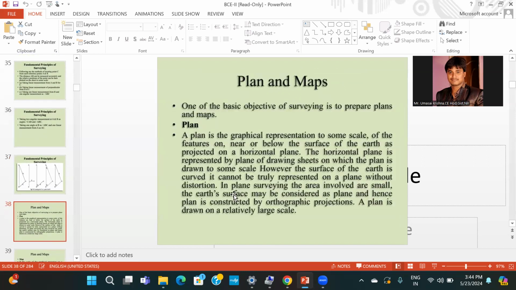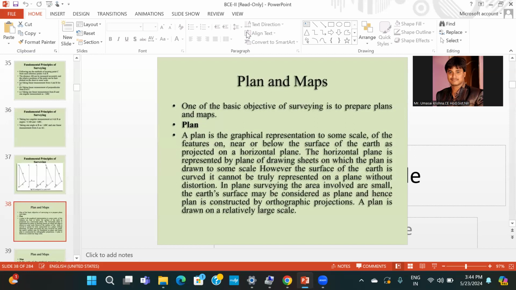And the second one is plans and maps. One of the basic objectives of surveying is to prepare plans and maps. So here we will see what is meant by a plan. A plan is a graphical representation, to some scale, of the features on, near or below the surface of the earth as projected on a horizontal plane.